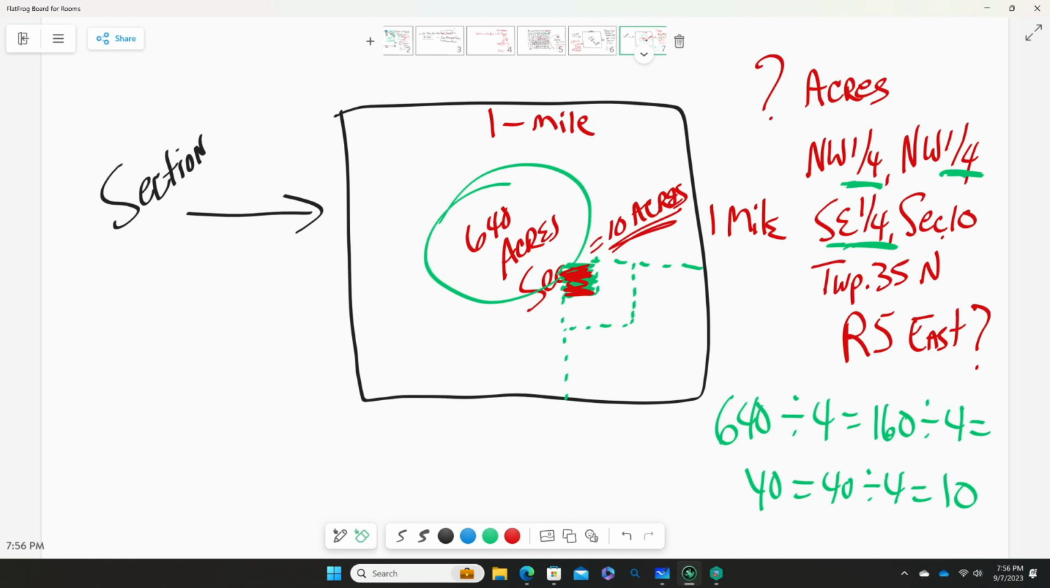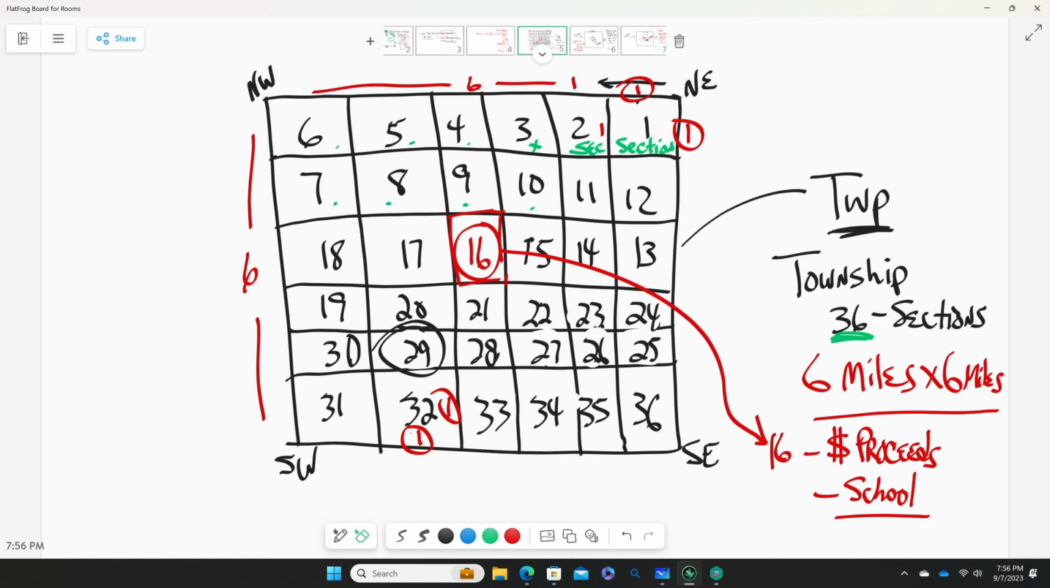The other item I need to mention to you is this. We have these things that are called principal meridian lines, okay? And I'm going to put this in blue. They're called principal meridian lines. This would be a principal meridian line. You need to know that principal meridians run north and south.